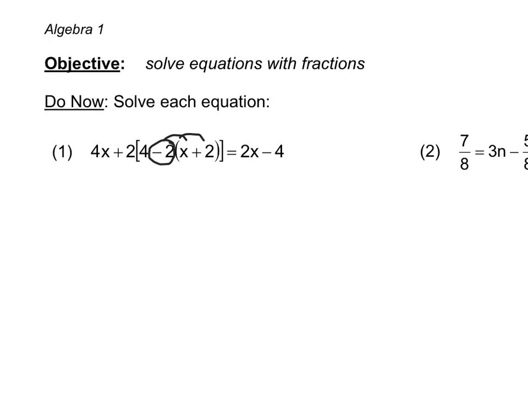All right, so 4x plus 2 times 4, and then we're looking at minus 2x minus 4, close parentheses, equals 2x minus 4.